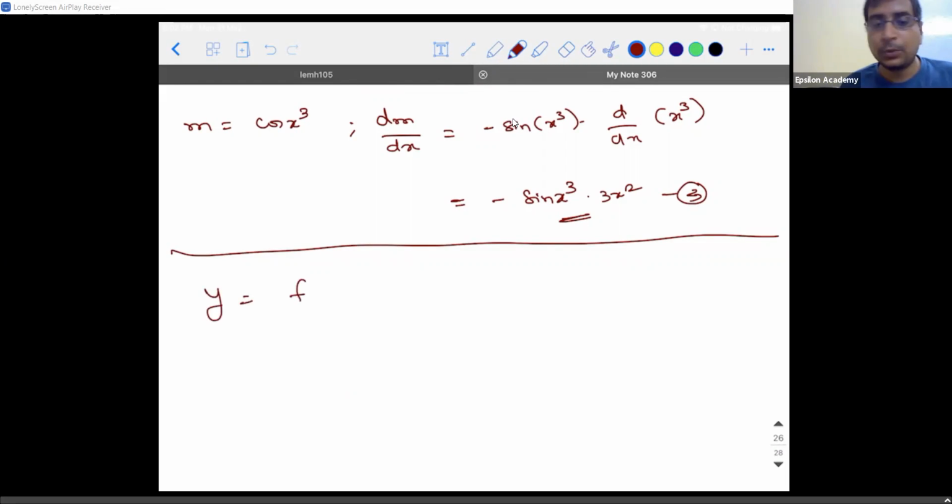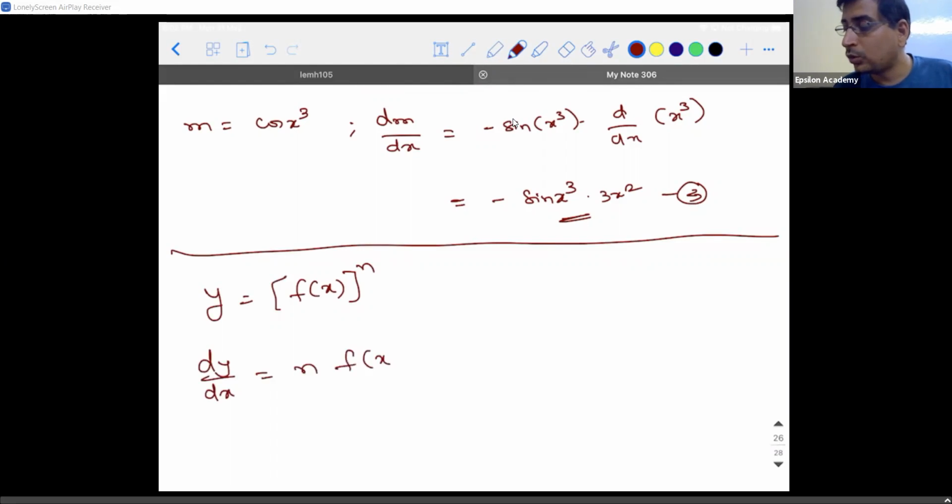Y is equal to f of x raised to the power n, then dy by dx will be equal to n into the function itself raised to the power n minus 1 into f dash of x. This is the formula.